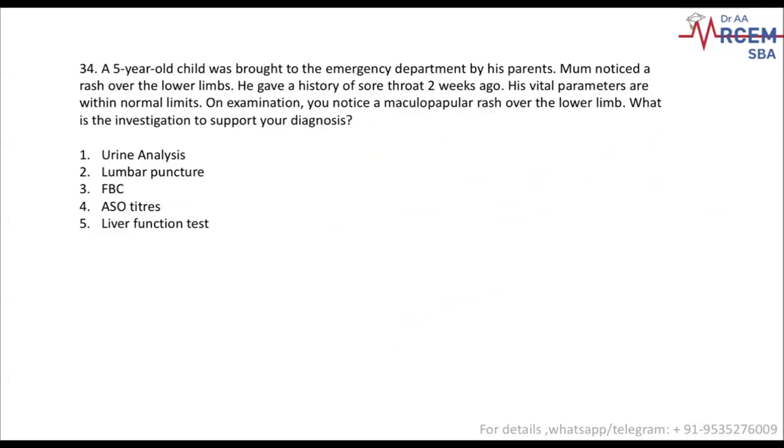Same question with a little bit of a twist. Same baby, mom has noticed a rash over the limbs. Gives a history of sore throat, same thing, vital parameters stable. On examination, you notice a maculopapular rash over the limbs. What is the likely diagnosis, and which investigation will you get done to support your diagnosis now?